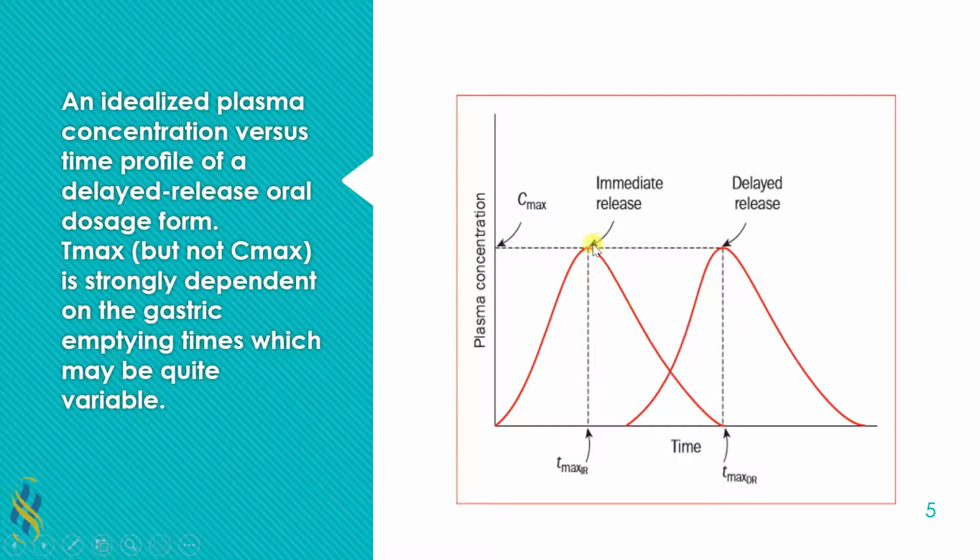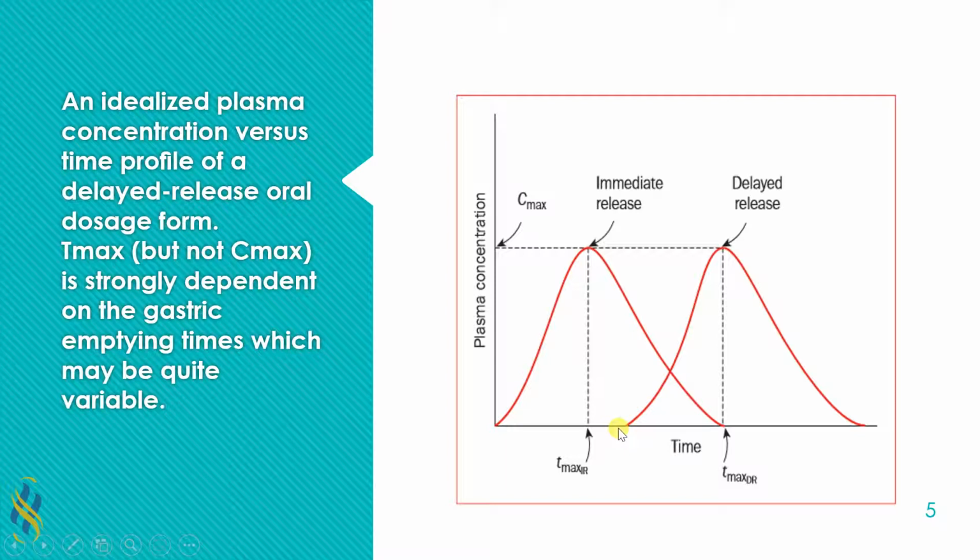This is the Cmax that is achieved over this time period, which is the Tmax for immediate release dosage form. But in case of delayed release dosage form, although the curve is similar, the onset of action or the absorption starts after a specific time period. Here it started at time 0, but this would start at 1 to 2 hours after administration of drug.